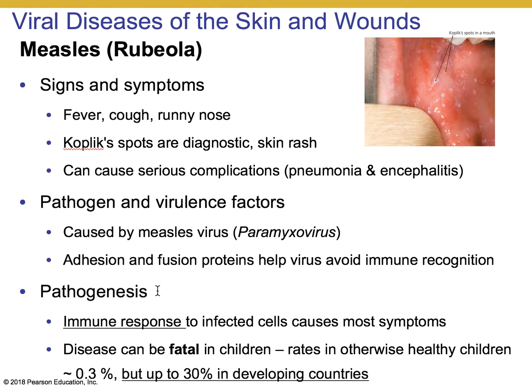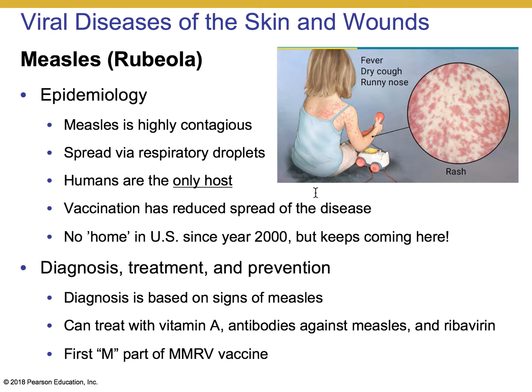Again, as in rubella, the immune response to infected cells seems to be responsible for most of those symptoms. Like rubella or German measles, measles itself is highly contagious and spread by respiratory droplets. Humans are the only host, which in a way is good because that means this has the potential to one day be eradicated like smallpox, because there's no animal reservoir. That means if we can, again, get increased vaccination compliance, there is the possibility of one day eventually removing this disease from the face of the earth.